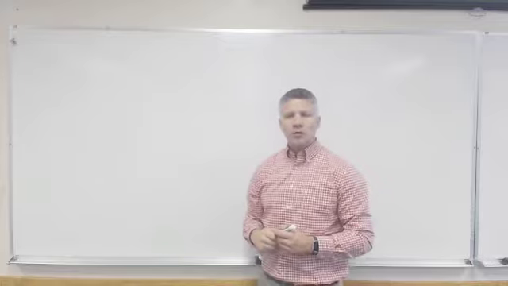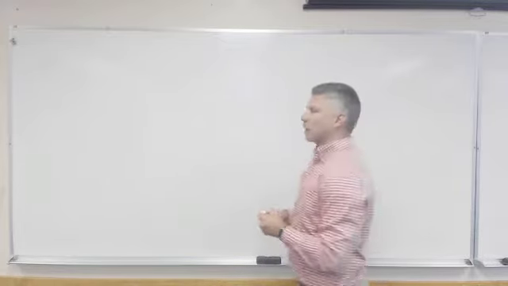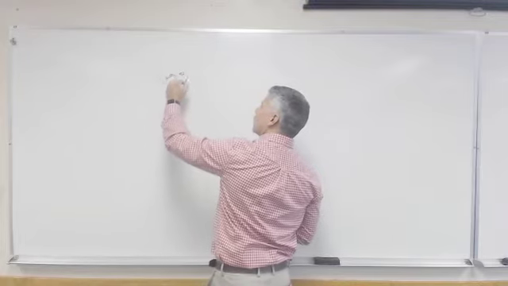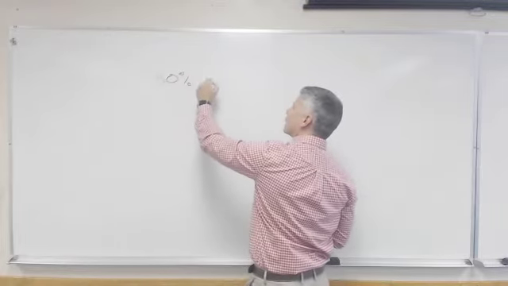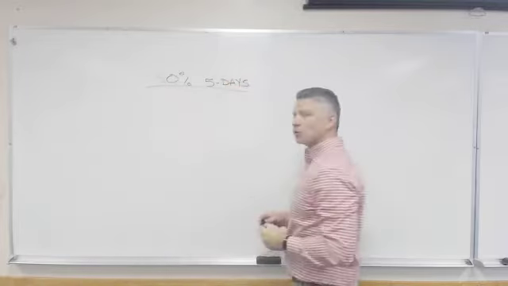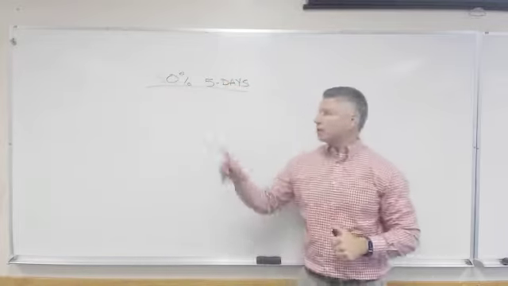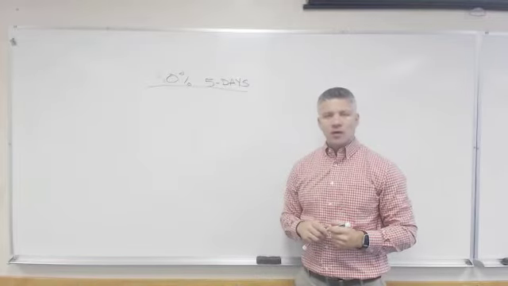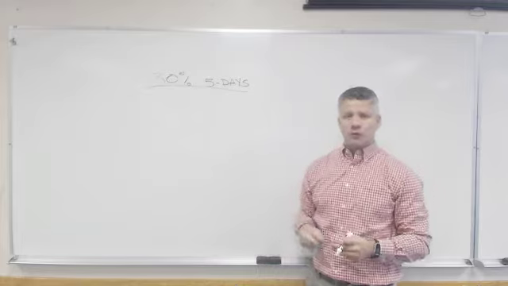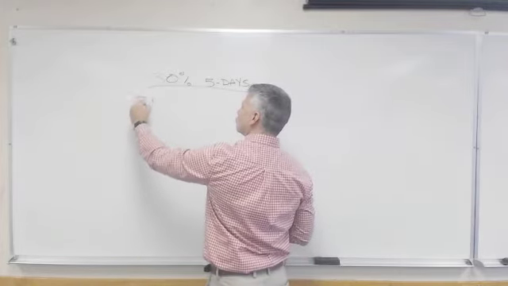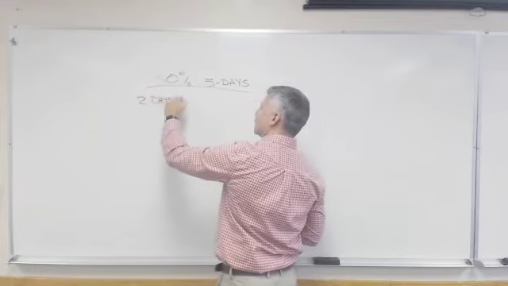You're watching the weather, and the 5-day forecast calls for a 30% chance of rain every single day for the next 5 days. 30% chance of rain for the next 5 days. What's the probability that it will rain exactly 2 of those days? So what's the probability that we'll get 2 days of rain?